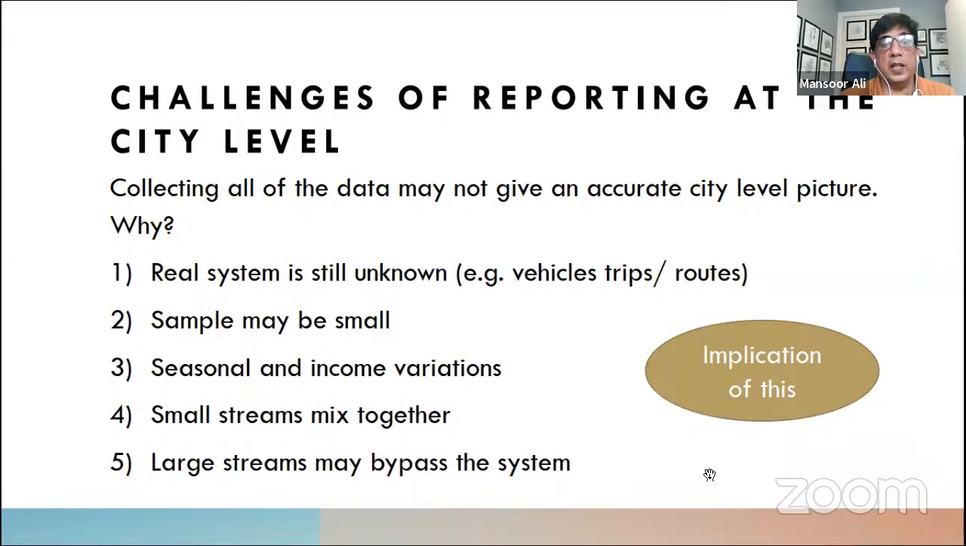One of the reasons for this challenge is not only that the sample is small, but there are also variations across the year. In some cases there are festivals, in some cases there are weekly markets, right? When we do a household sample only, we do not take account of a number of those very important streams. So seasonal and income variations are there, and there are small streams mixed together in developing countries, but also large streams bypass the municipal system. For example, if you have 2 or 3 large industries or a very big livestock area, they bypass the system.